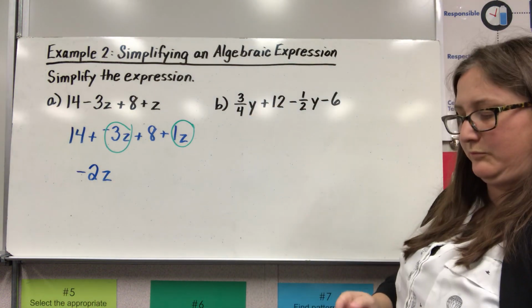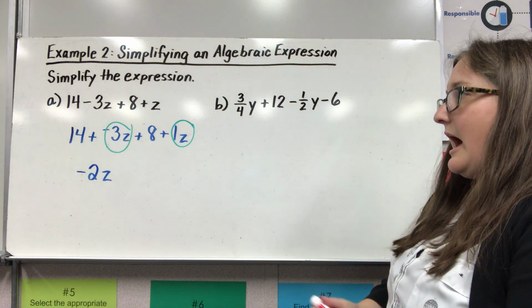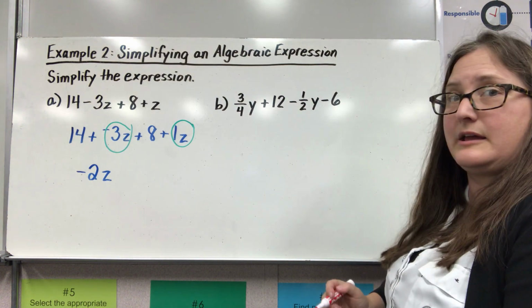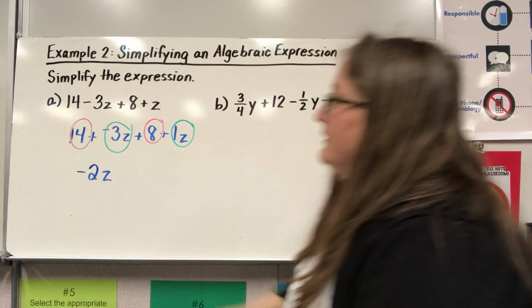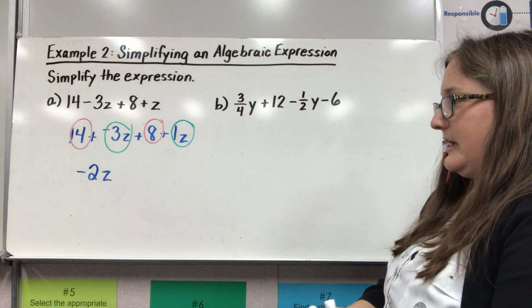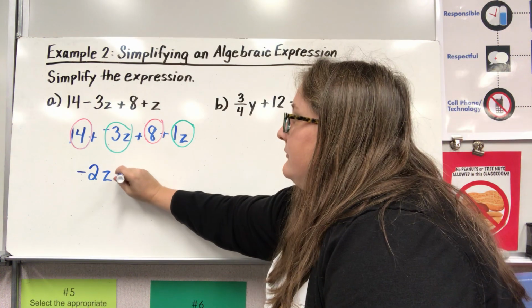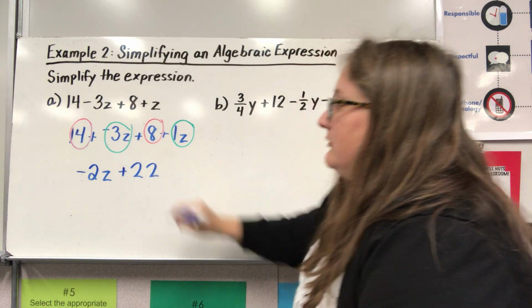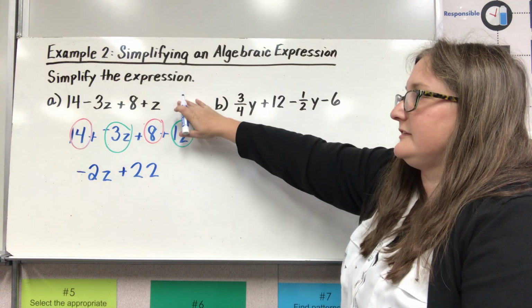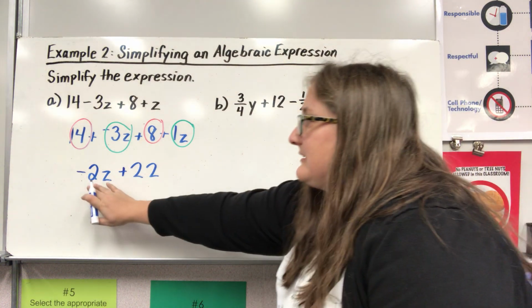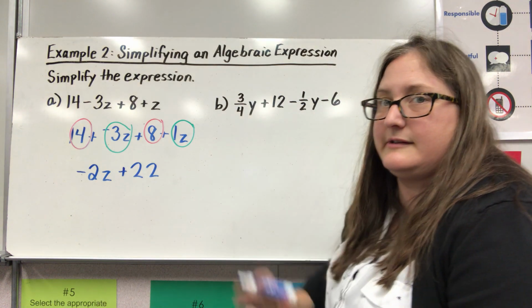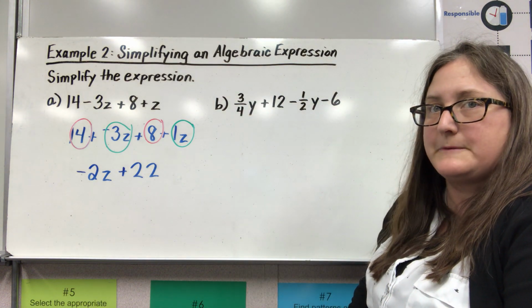Because negative 3 plus 1 gives me negative 2. I also see some constants I can combine. I see 8 and 14. So 8 and 14 together are going to become 22. So negative 2z plus 22 is this expression in its simplest form. Notice these two cannot be combined. This guy has a z, this one doesn't, so I can't simplify anymore.